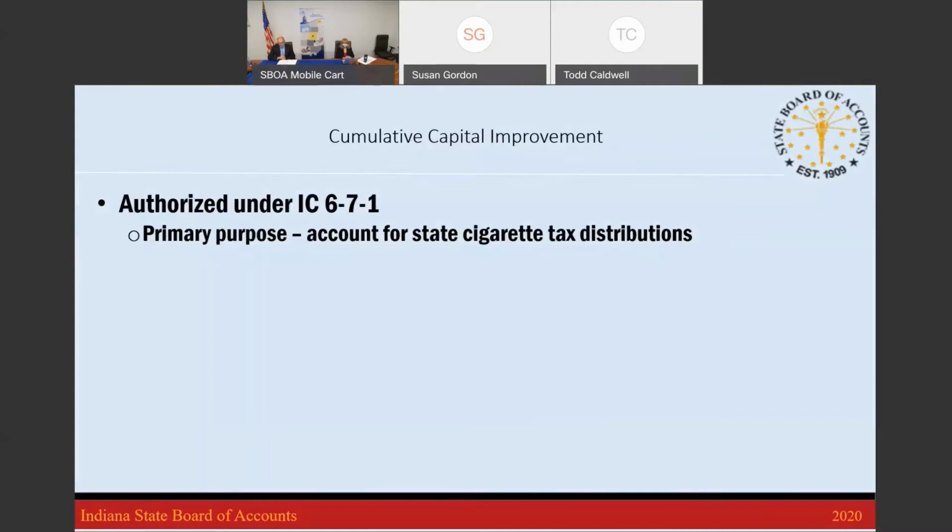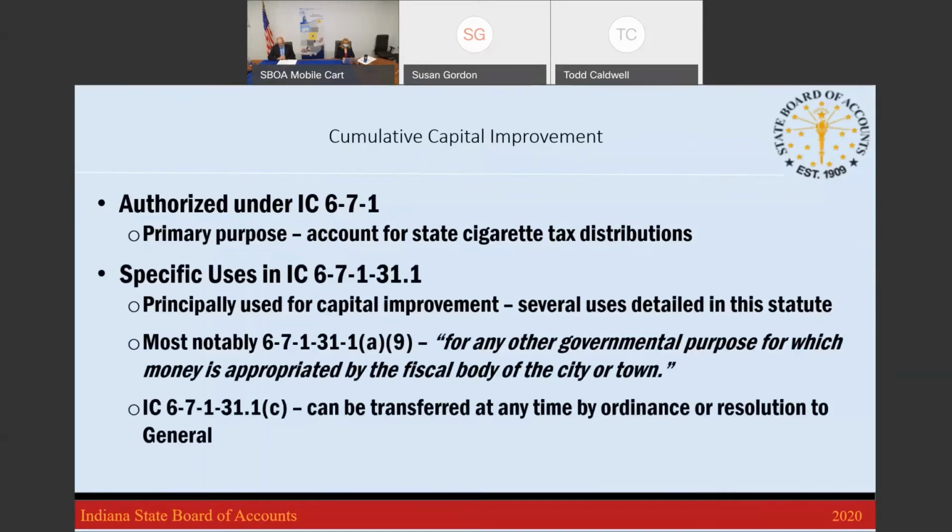Cumulative Capital Improvement Fund is authorized under Indiana Code 6-7-1, and its primary purpose is to account for the state cigarette tax distributions. 6-7-1-31.1A requires each city and town establish by ordinance a CCI fund. So it should already have one of these, and it should have been at some point in the past created by an ordinance.